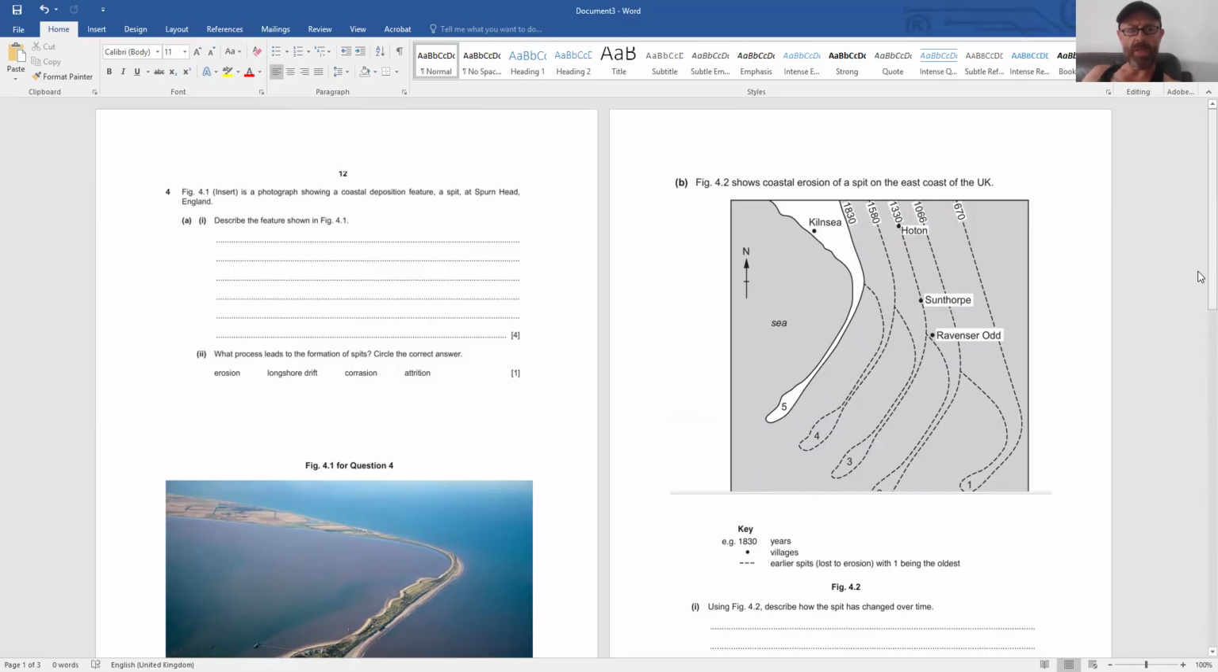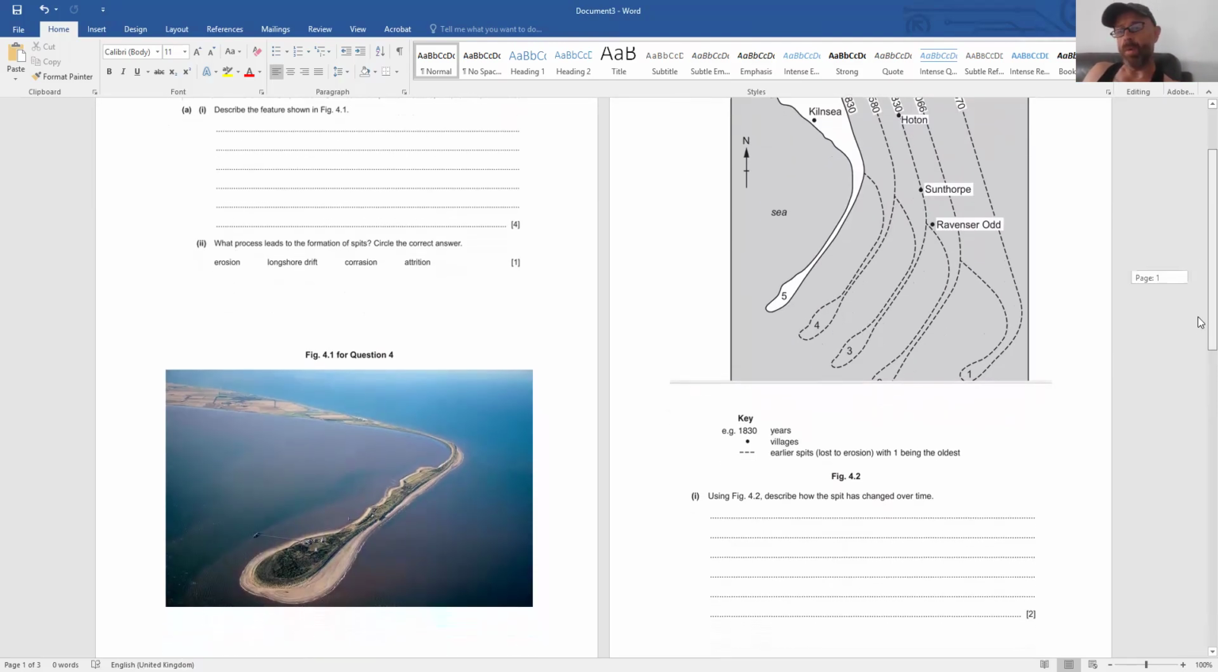Now, we've got a picture, figure 4.1, a photograph showing a coastal depositional feature, a spit at Spurn Head in England. So it's telling us it's depositional and it's telling us the feature is a spit. Okay. Then for 4 marks, that's a lot. It's asking us to describe the feature shown in figure 2.1.